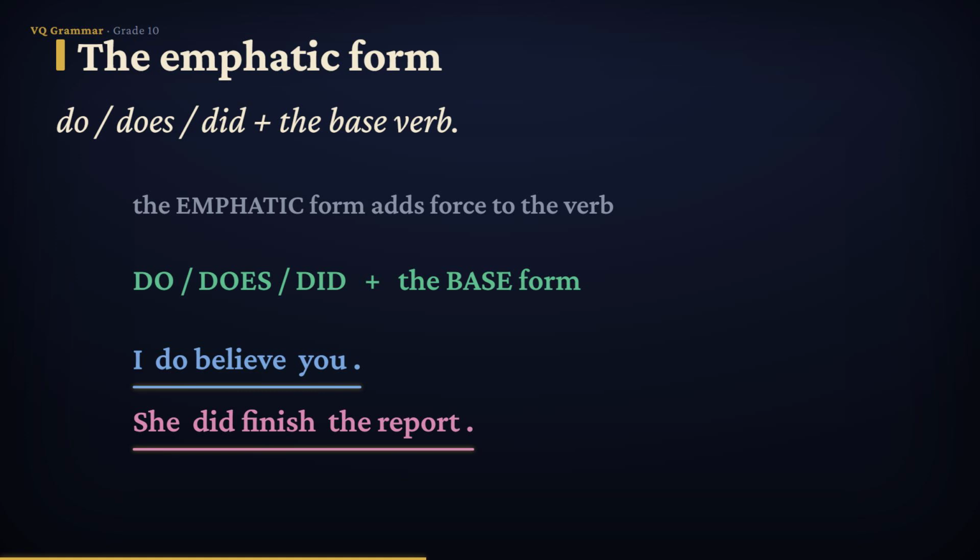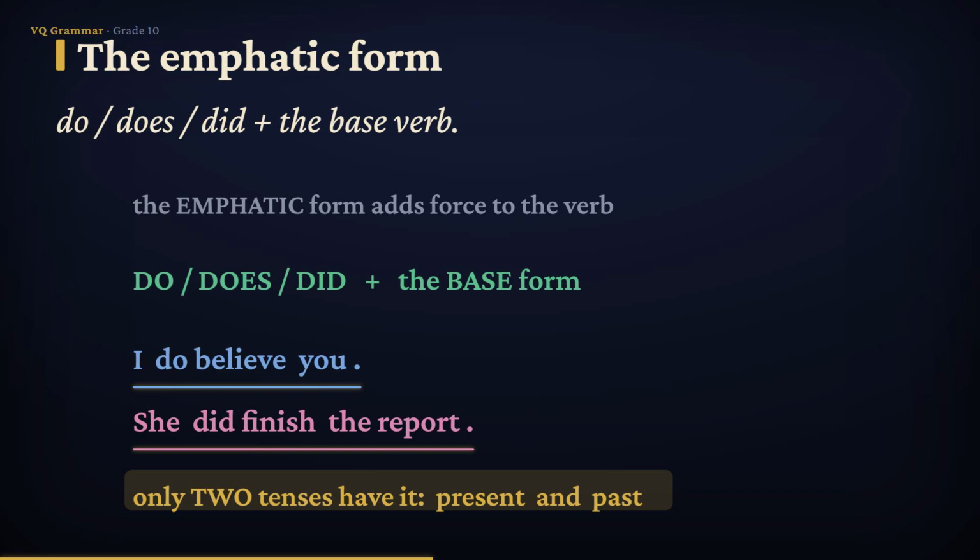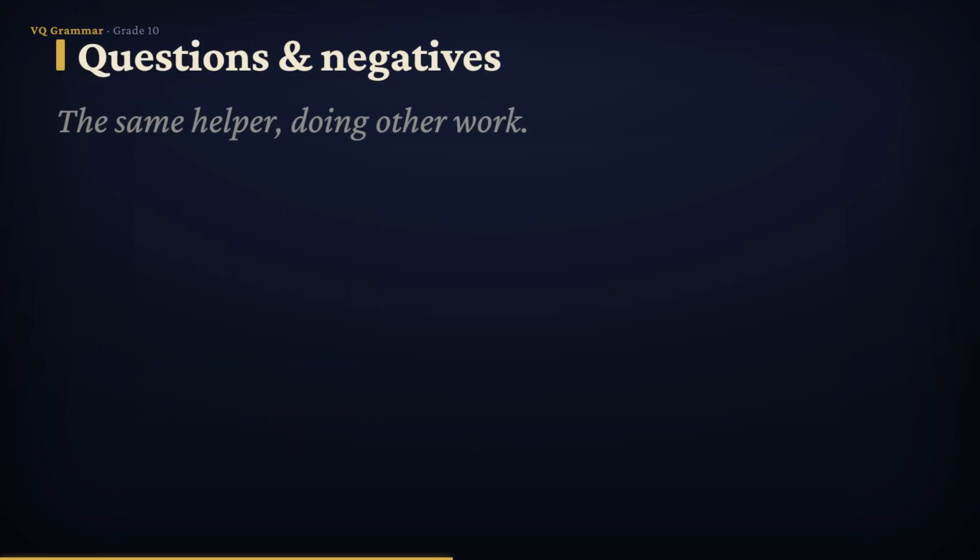Now, one important limit. Unlike the progressive, the emphatic form exists in only 2 tenses, the present with do or does, and the past with did. There is no future emphatic and no perfect emphatic.